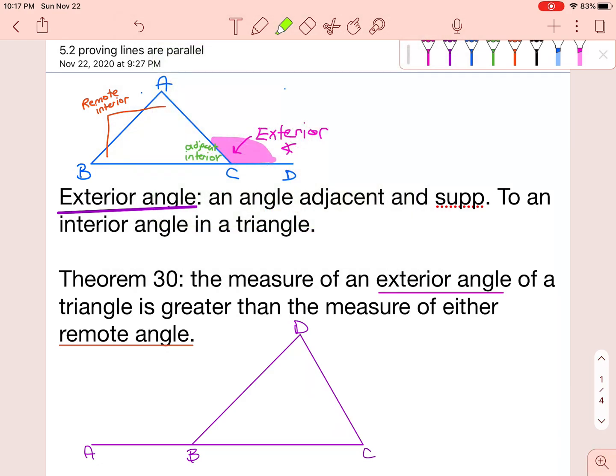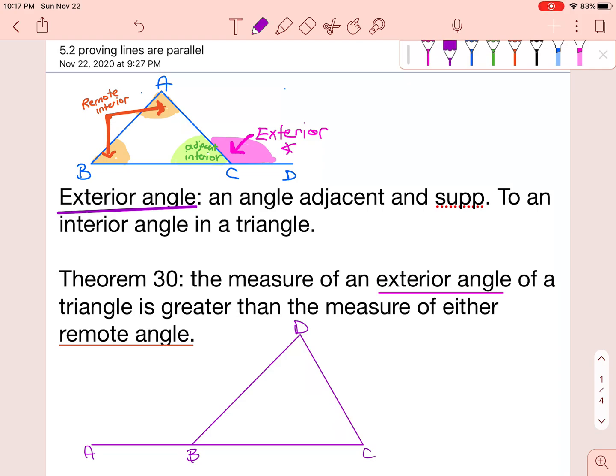We have the adjacent interior angle, which is this green angle, and it is adjacent, meaning next to. Then we have these remote interior angles. They're called remote interior angles because they are not touching that exterior angle. These are the 2 angles on the inside that are not touching this pink exterior angle. So those are my remote angles.